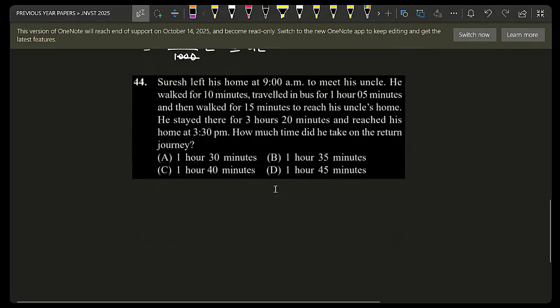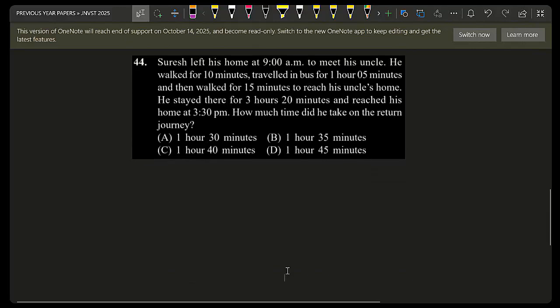Forty-fourth question. Suresh left his home at 9 a.m. to meet his uncle. So let me write the timeline here. 9 a.m. he started to meet his uncle. He walked for 10 minutes. So after walking, the time is 9:10 a.m. now.